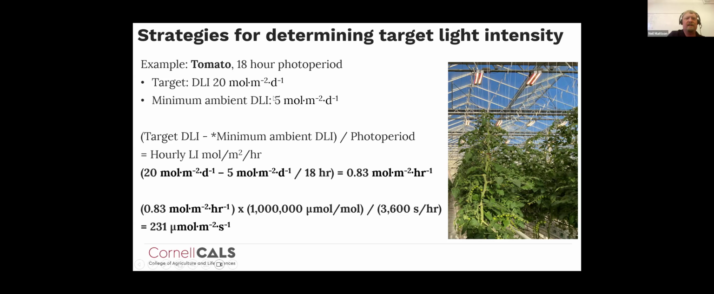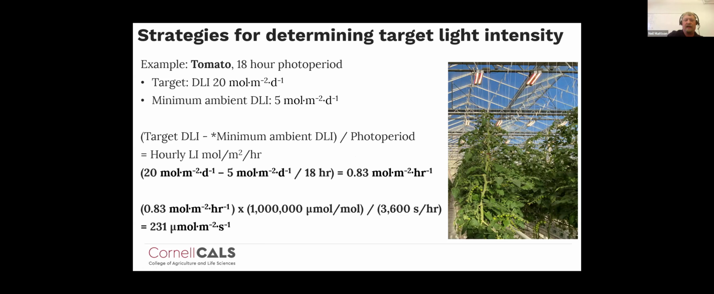And then let's assume that at least most of the days of the year, we can count on at least 5 moles of light from ambient light. So that means we need to provide 15 moles of light per day from our supplemental lighting system, at least on those darker days of the year. So 20 minus 5 is 15. And then we divide that by 18 hours in a day that we have to apply that light. So that tells us that our supplemental lighting system should provide at least 0.83 moles per meter squared per hour of light.